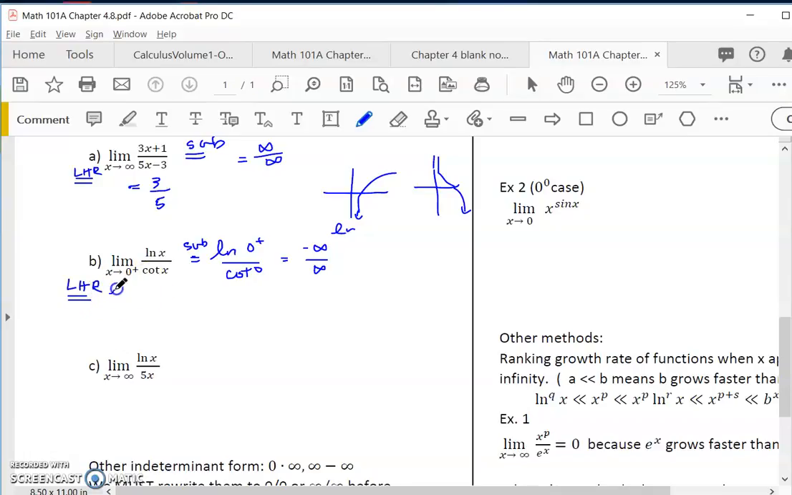Let's see. Derivative of ln is 1 over x. Cotangent is negative cosecant squared x. Can I plug in now? So that would be, cosecant is 1 over sine, right? Negative sine squared x over x. And we are putting in 0. So the top is 0. The bottom is 0. So we have an indeterminate form.